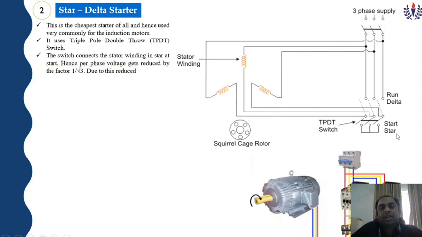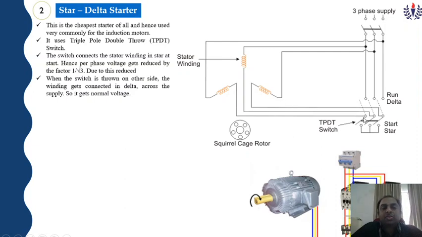We know that in star connection the line voltage is equal to root 3 into phase voltage, but line current is equal to phase current. When the switch is thrown to the other side, the winding gets connected in delta across the supply, so it gets normal voltage. The winding gets connected in delta when the motor gathers sufficient speed.